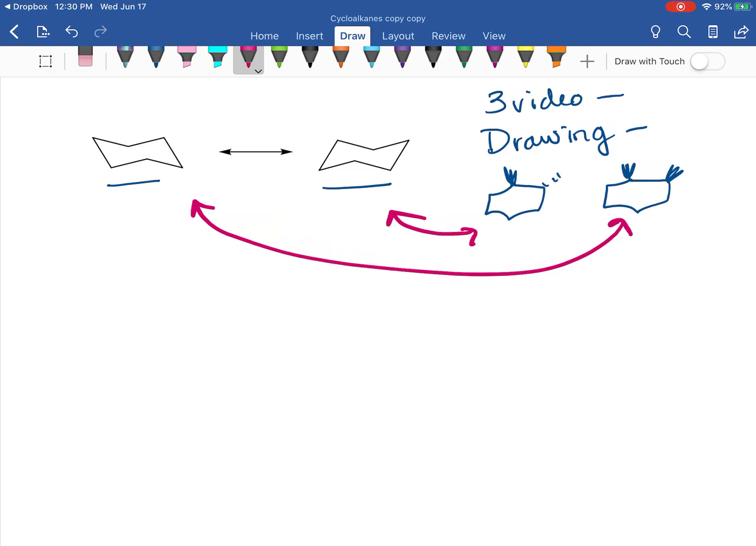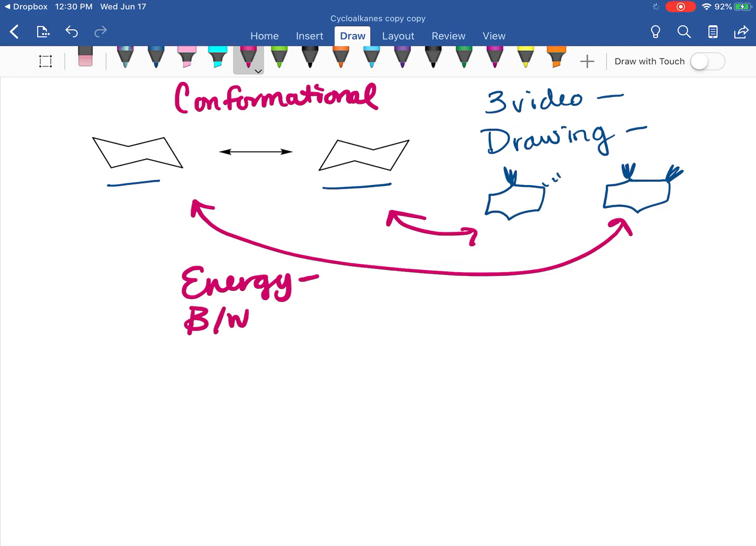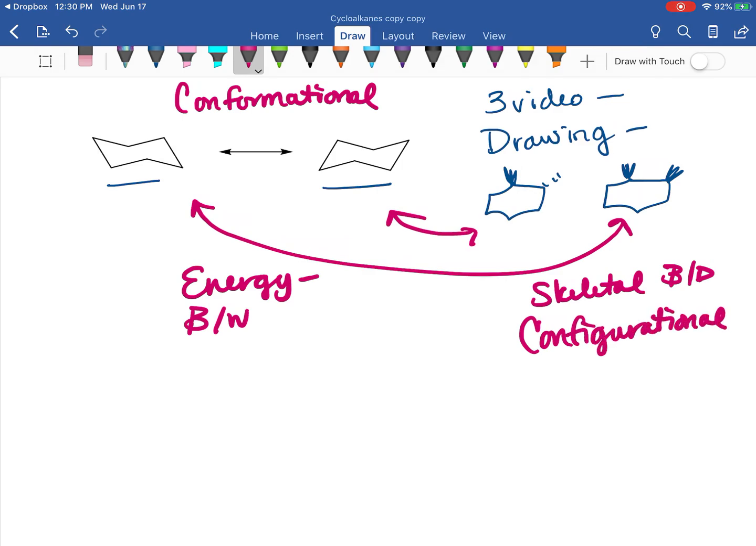Remember, both of these drawings are good for two different pieces of information. When we're looking at our conformational isomers, we're going to think about energy and that most stable conformation. So our best and our worst conformation. And then when we're looking at these skeletal drawings with our bolds and dashes, now we're looking at our arrangement in space. This is our configurational isomers. So we really need to connect them.